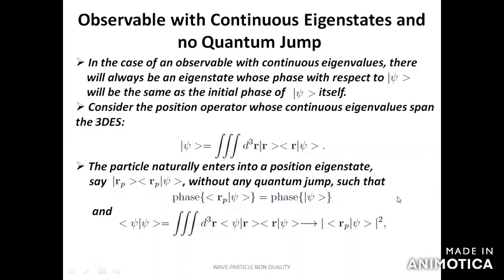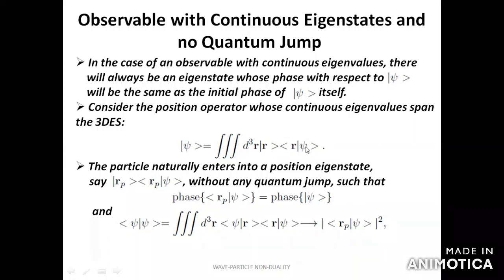The last thing was for a discrete operator with discrete eigenvalues. Now let us generalize it to operators with continuous eigenvalues. A simple example of an operator with continuous eigenvalues is the position operator. Its eigenvalues are just spatial points that span the entire physical, Euclidean space. In that position operator basis, you can write down the state vector like this.